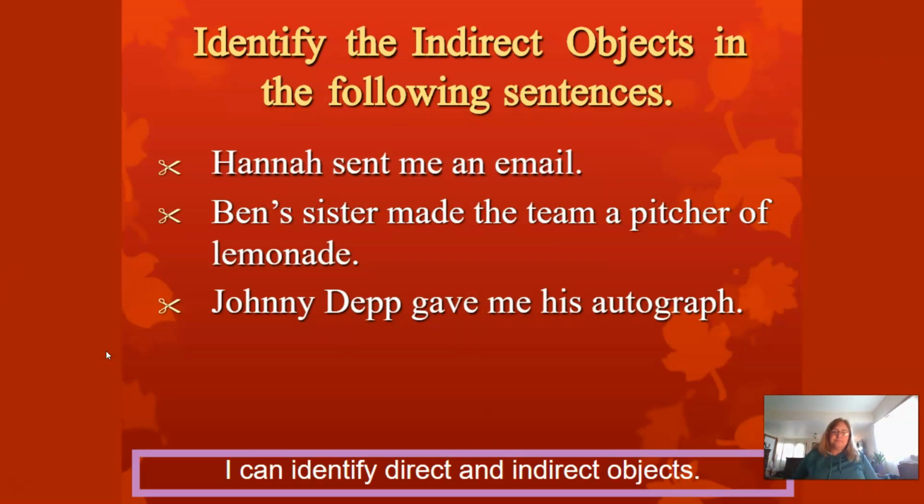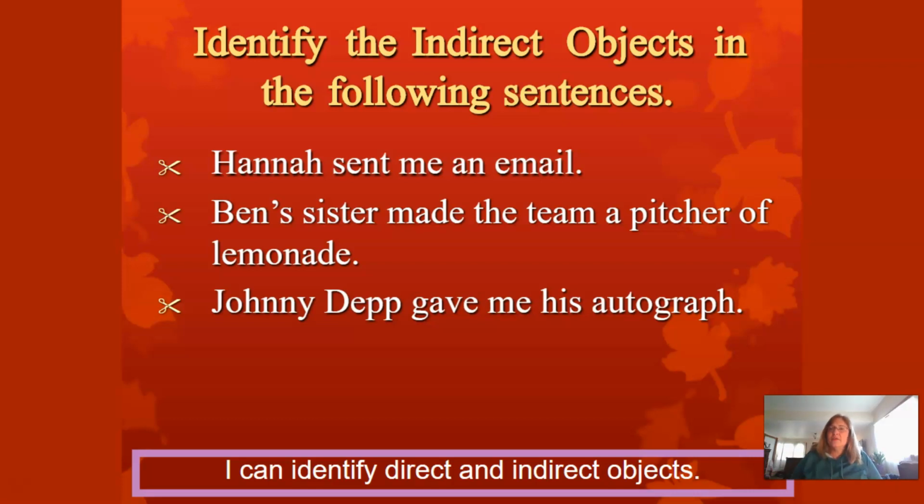Let's try these. Hannah sent me an email. Ben's sister made the team a pitcher of lemonade. Johnny Depp gave me his autograph. So in your head, find the verb, find the direct object, look back and find the indirect object.